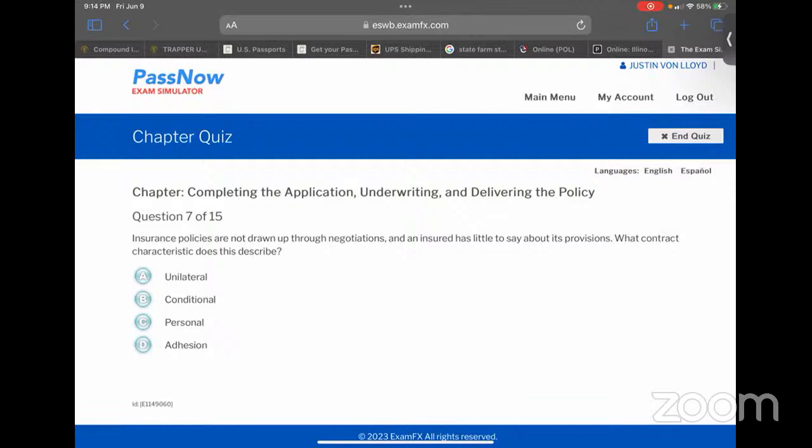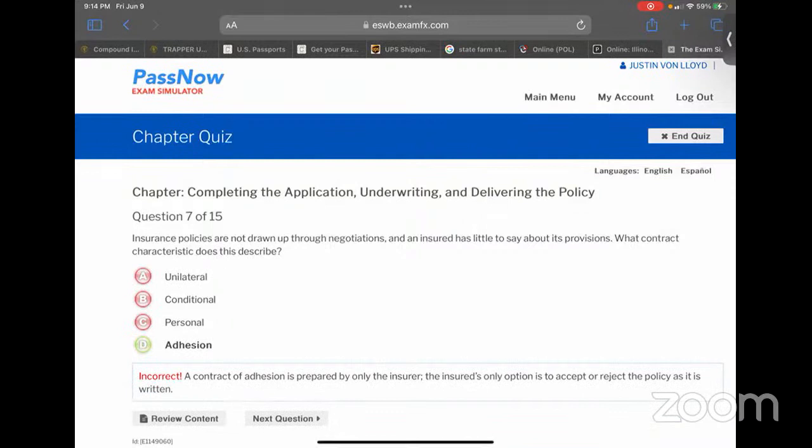What you going with, Paula? Let me see. Yeah, D. I'm just guessing. Adhesion. And then you said A. It's between one of them. Let's go with A because Tim said that one first. And it is D. It's the adhesion. Yeah, you got that one right, Paula. A contract of adhesion is prepared by only the insurer. The insured's only option is to accept or reject the policy as it is written.